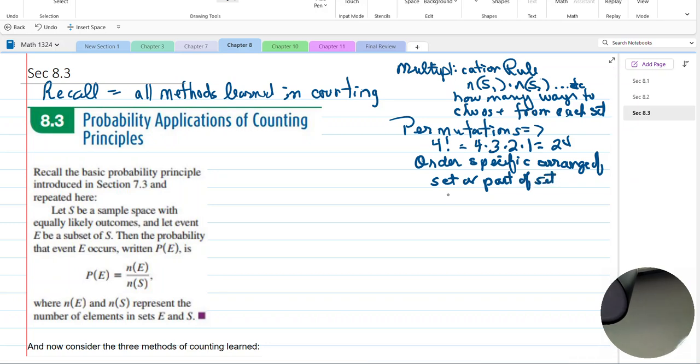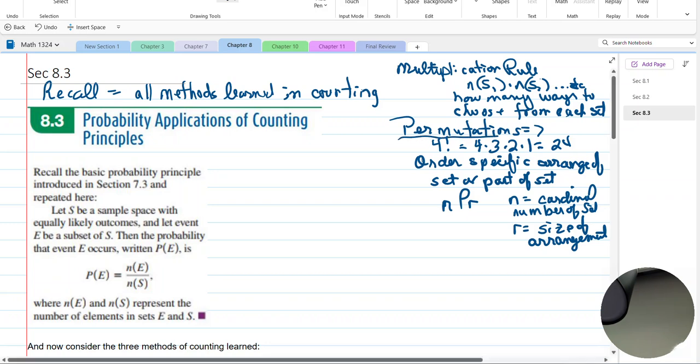So for the calculator, we structure it as nPr, where n is the cardinal number of the set, and r is the size of the arrangement. Order is important. Well, then we said, wait a minute, what if we don't want order important?